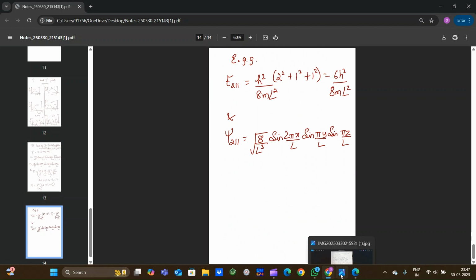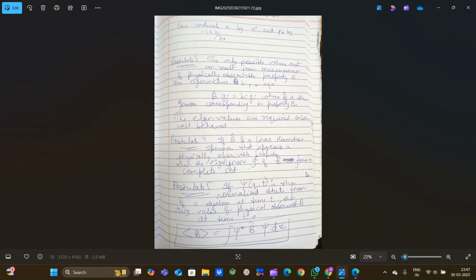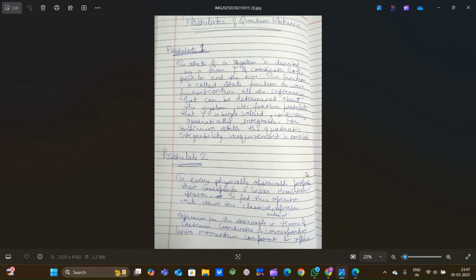Now let's move on to the postulates of quantum chemistry. So the first postulate states that the state of a system is described by a function psi of the coordinates of the particle and the time.